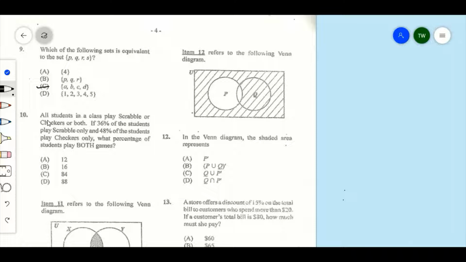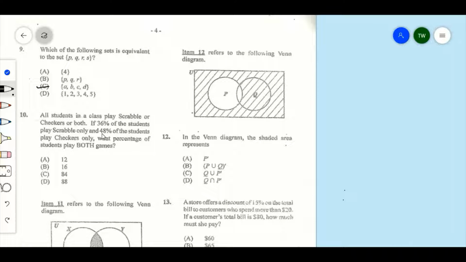Now number 10. All students in a class play Scrabble, or checkers, or both. If 36% of the students play Scrabble only and 48% of the students play checkers only, what percent of the students play both games? Now we can attempt this question by elimination. We know that they give us 36% and 48%.